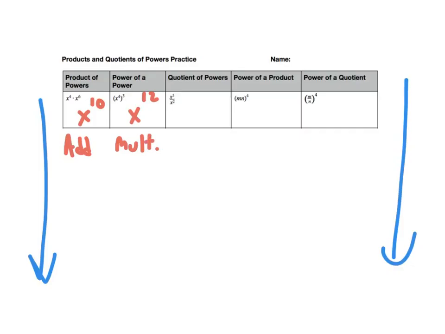We'll put mult, period. Quotient of powers. Remember the rule here is to subtract the exponents if they have like bases. So 5 minus 2 is 3. So I'm going to write x cubed in there. Just remind yourself this is subtract.